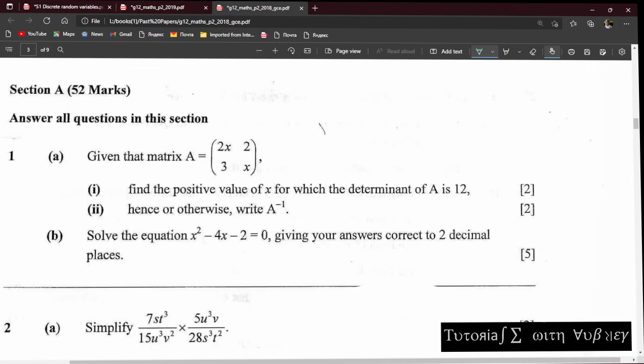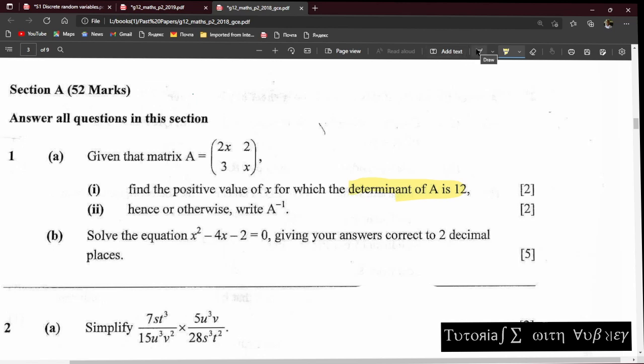Question 1: given that A is the matrix with rows 2x, 2 and 3, x, find the positive value of x for which the determinant is 12. The question you should ask yourself is, how do we find the determinant of a matrix?